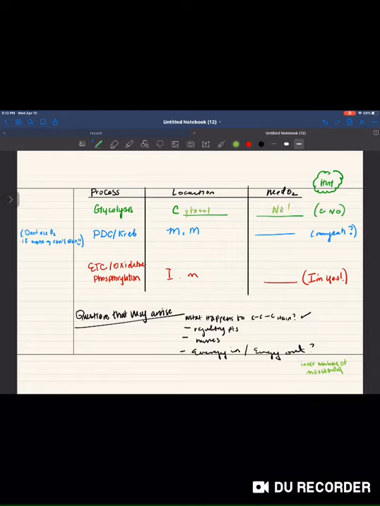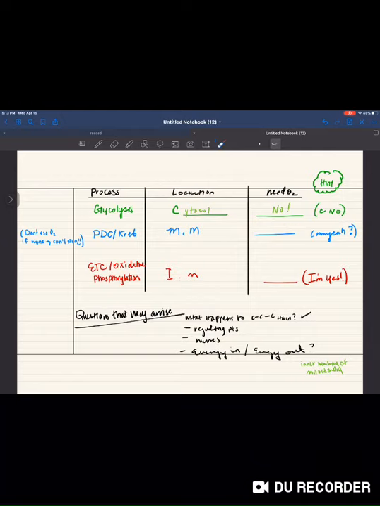How about the PDC and the Krebs cycle? Where does that happen? For the PDC and the Krebs cycle, this occurs in the matrix of the mitochondria. And you might ask yourself, does that need oxygen? And the answer is, well, yes. However, it needs it indirectly. So what does that mean exactly?